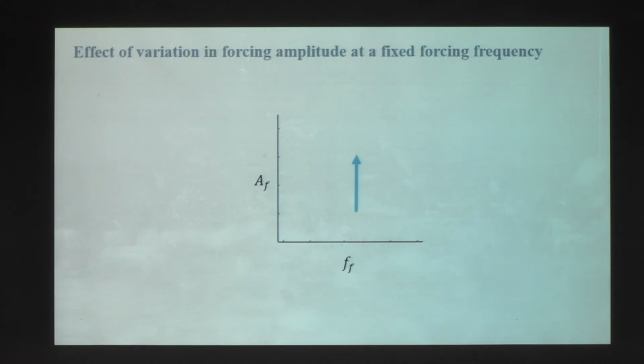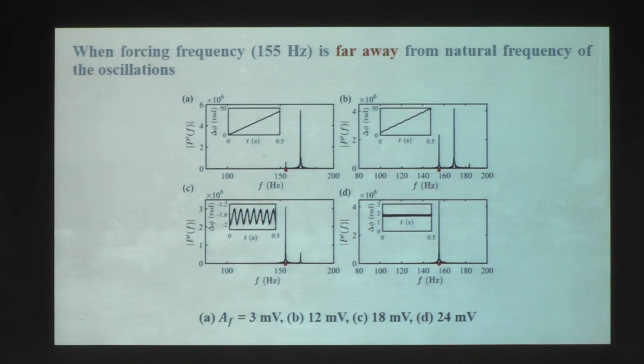Okay, so let us now take the second case, when we are changing the amplitude, keeping the forcing frequency fixed. Here the forcing frequency is 155 Hz, which is away from the natural frequency. There are two different kinds of dynamical changes happening. When the amplitude is very low, that is 3 millivolt, there is again phase drifting. As we increase the amplitude to 12 millivolt and then 18 millivolt, it goes through intermittent phase locking and then phase trapping, right?